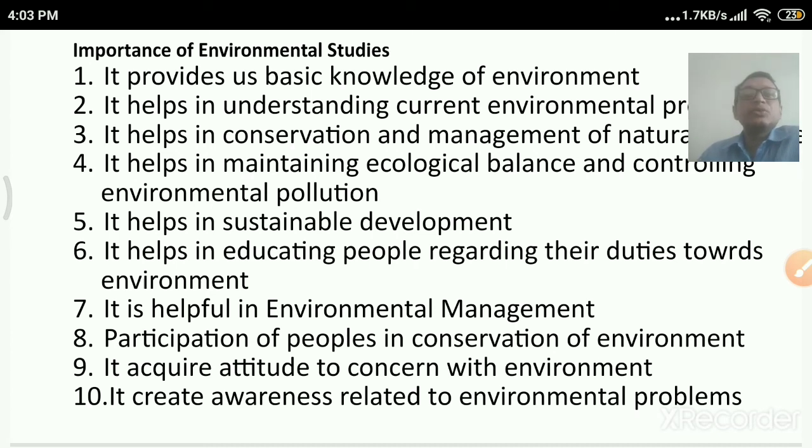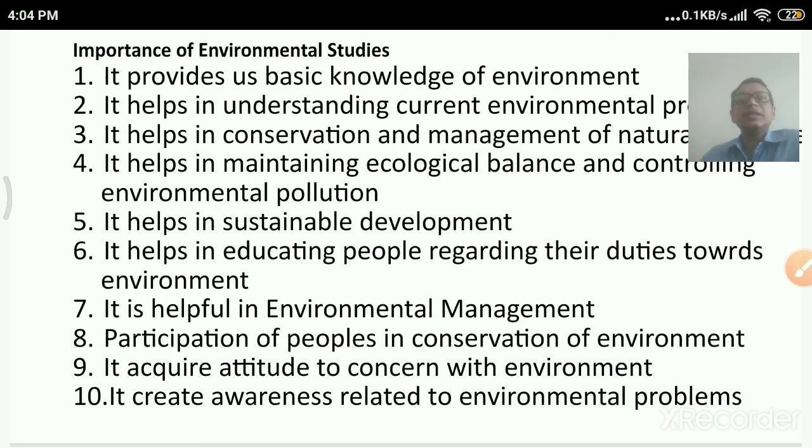So, participation of people in the conservation of the environment, creating awareness by using mass media and print media, and having campaigns to create awareness among people for the conservation of the environment. It also acquires the attitude to be concerned with the environment. What is our role as humans? What things are essential to do after studying this course?